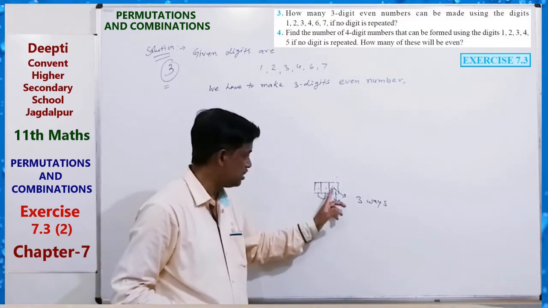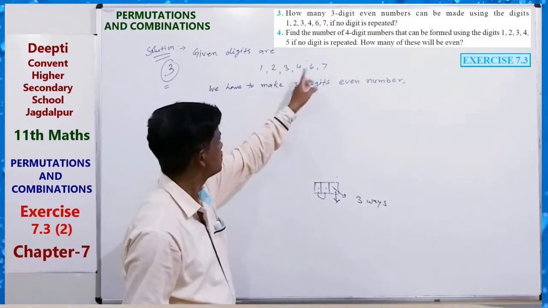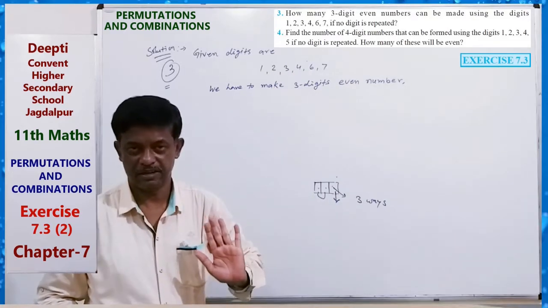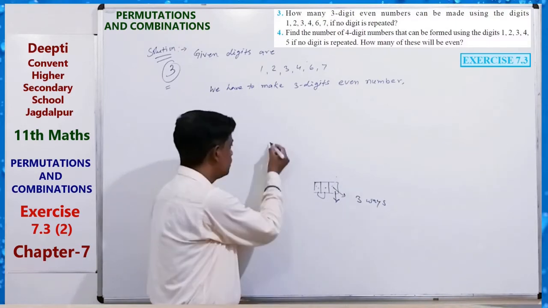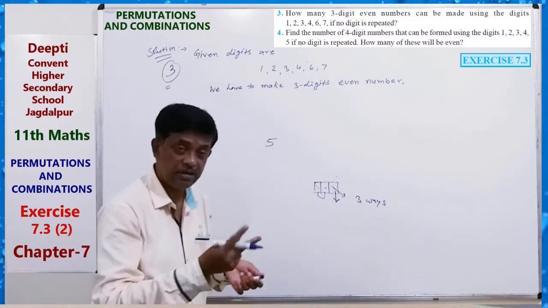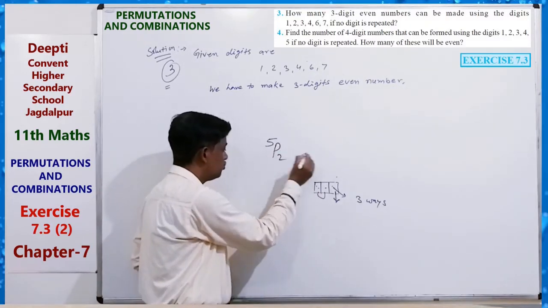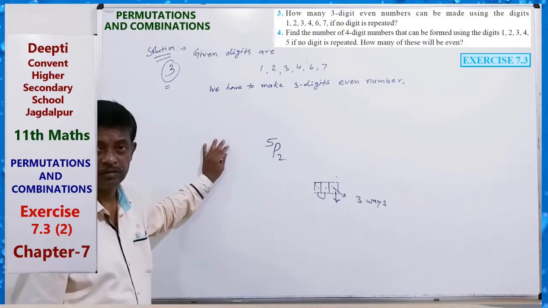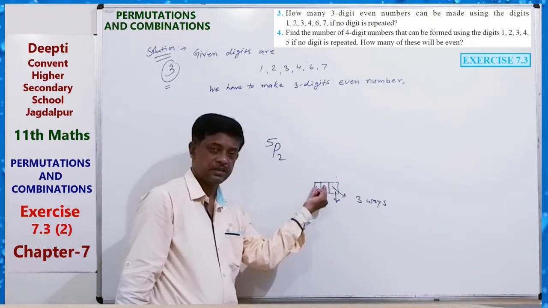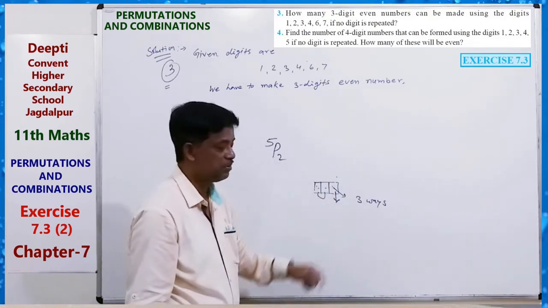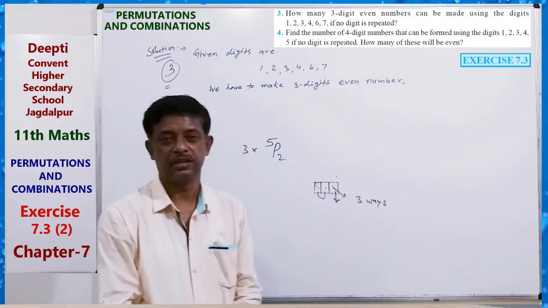After filling one place, we are left with 5 digits. So from 5 we have to fill 2 places, maybe in different order. So 5P2 ways we can fill these places, and the unit place can be filled in 3 ways. So 3 into 5P2 is the required number of ways.